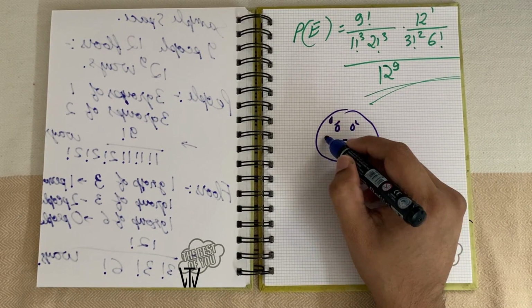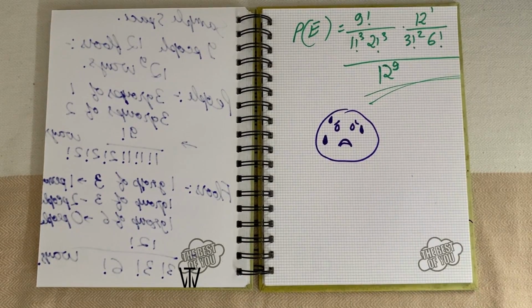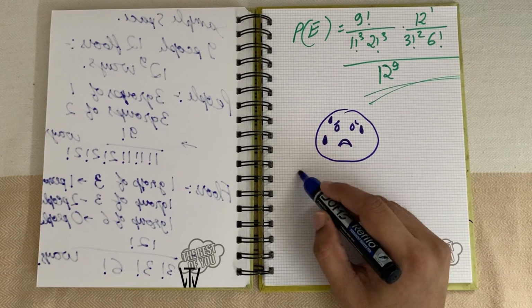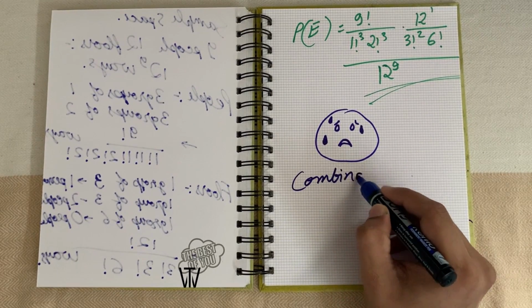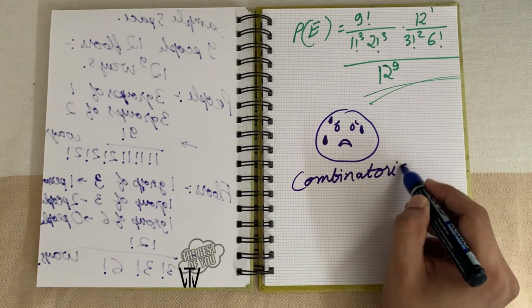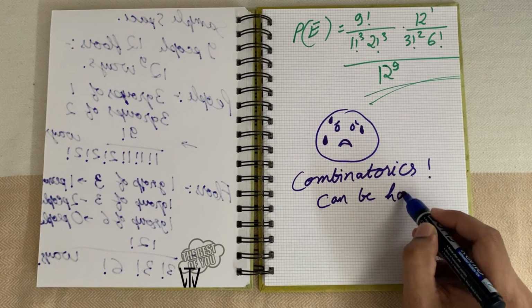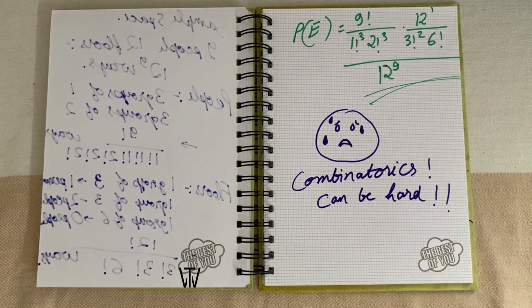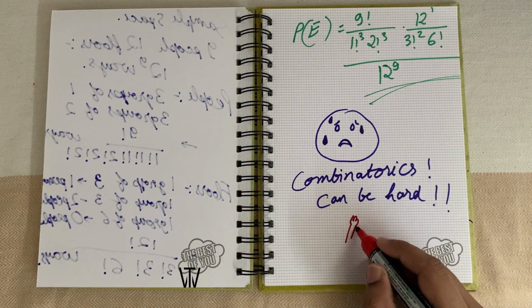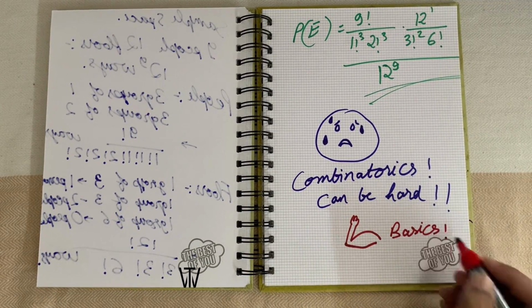Phew, that was quite a handful, wasn't it? Well, these kind of problems are called combinatorial problems, and they can be quite complicated. Even seasoned experts and mathematicians can struggle while solving them sometimes. So don't be disheartened if you find them difficult. Just understand the basic principles.